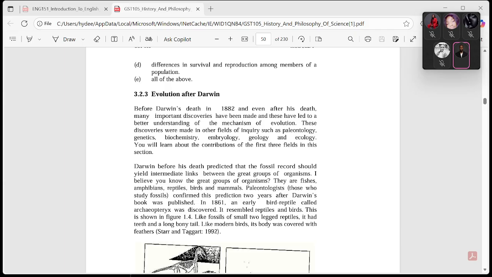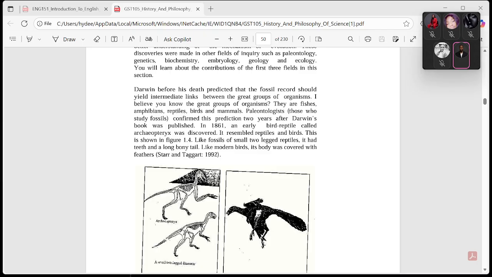Darwin, before his death, predicted that the fossil record should yield intermediate links between great groups of organisms. When I say fossils, what do I mean? I mean dead matter that existed millions of years ago. Please try and remember what that means, so that when we use the word fossil, you understand it.